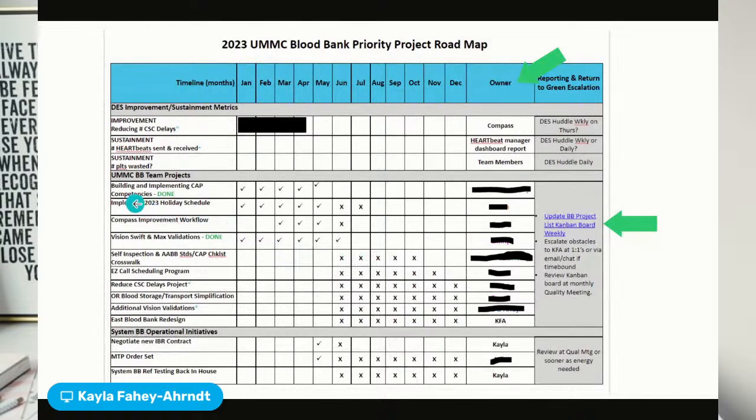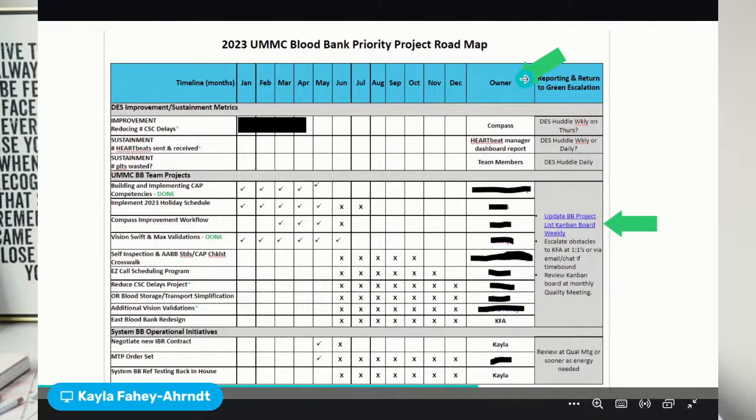So you can see for this top one, building and implementing CAP competencies, it's marked as done. You can see we're all check marks from January to May, and it is completed. And you can see this one maybe hadn't started yet when I took this screenshot, and the work is going to happen from June to October.